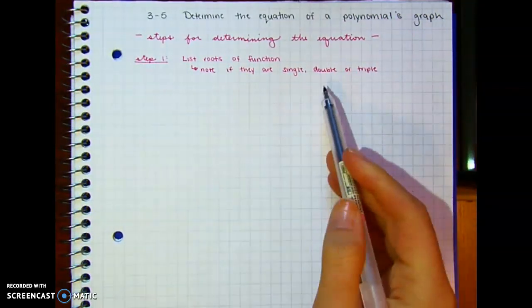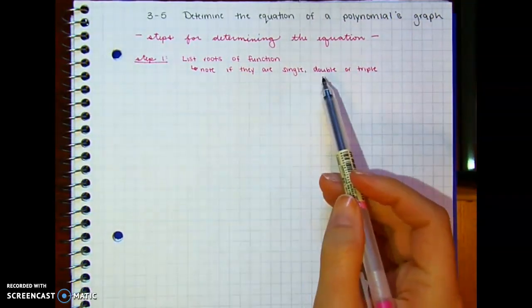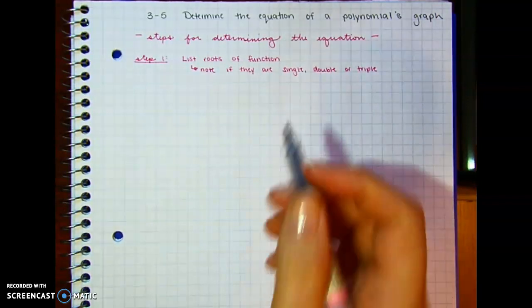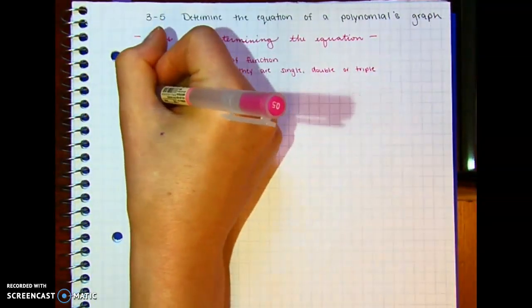So how is it going through the graph? Is it going straight through? Is it bouncing off? Or is it flattening out? Step 2.